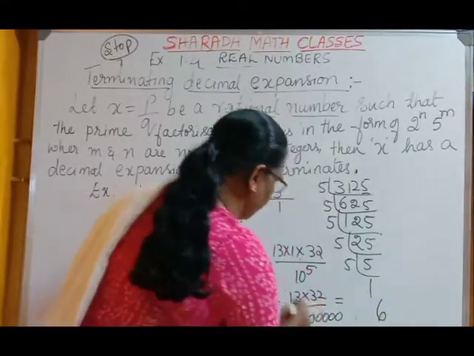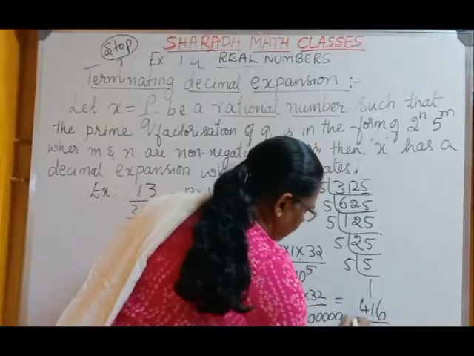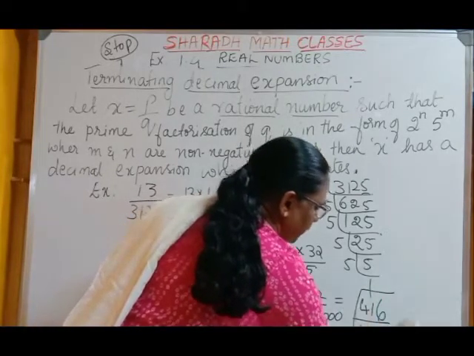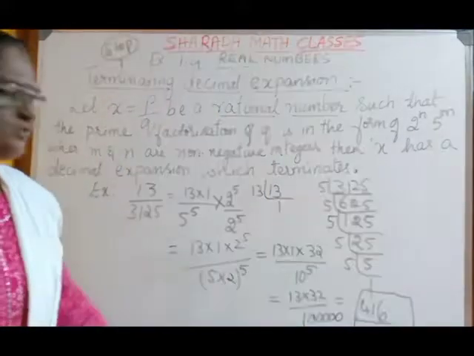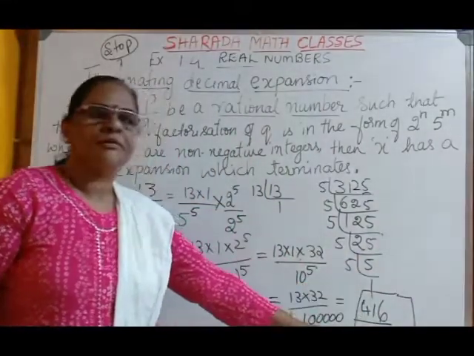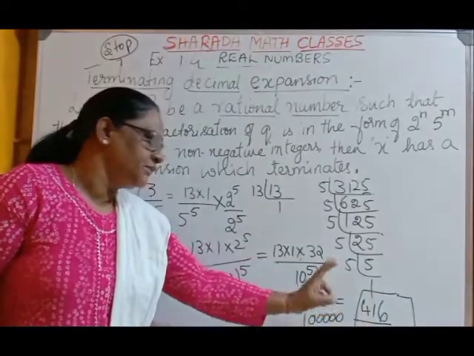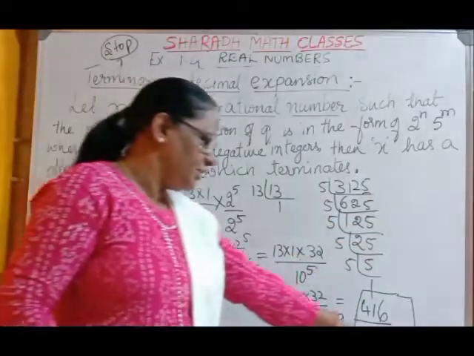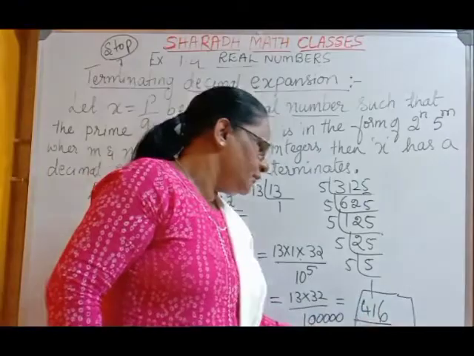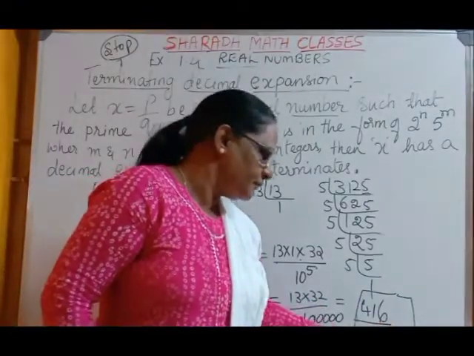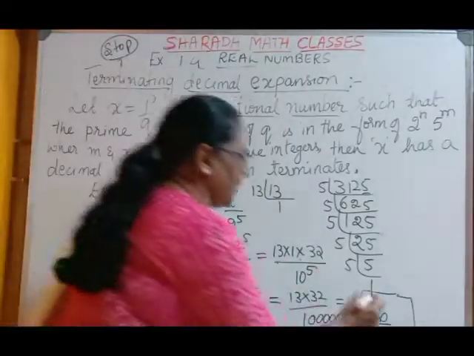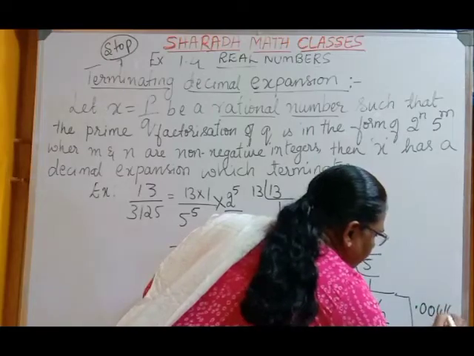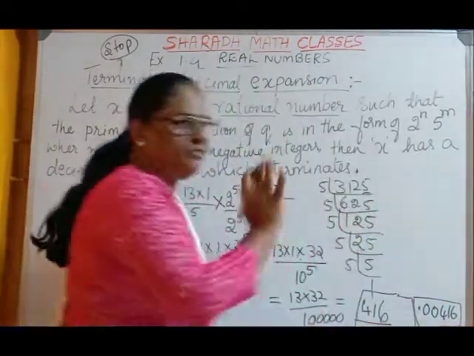26, 2 carry 39, 41. So we get 416 divided by 1 followed by 5 zeros. This can be expressed in the form of a decimal. The decimal will stop: when you divide 416 by this, you will get 0.00416. This can be easily divided by 10,000. 416 divided by this number gives the answer 0.00416. Now the division stops.